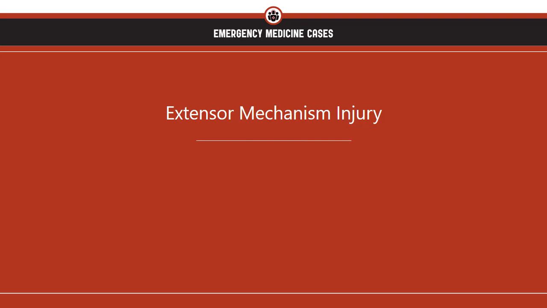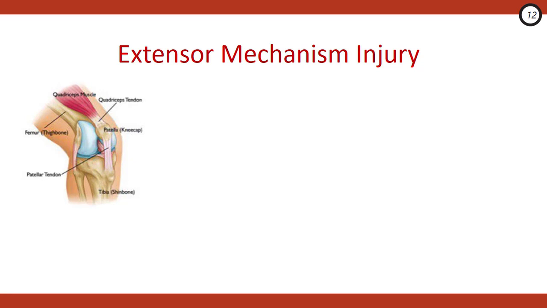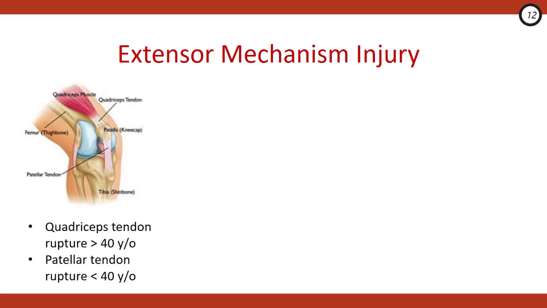Now another of our occult knee injuries is an extensor mechanism injury. What we're essentially talking about here is disruption of either the quadriceps tendon or the patellar tendon. Now, quads tendon injuries typically occur in patients over 40 years of age, and patellar tendon ruptures in the ones under 40.